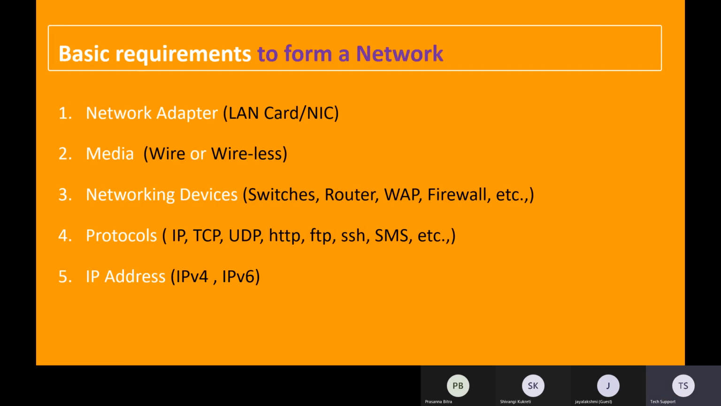Now let's understand the basic requirements to form a network. In order to form a network, the minimum requirement is network adapters. Every system must have a network adapter, and also the media. Media means how to communicate from one system to another. Either you connect through a LAN connection, which means you need a cable or wire, or you can connect using a wireless connection. And we need a networking device, a switch. Similarly, we also have other networking devices like a router, wireless access point, and firewall.